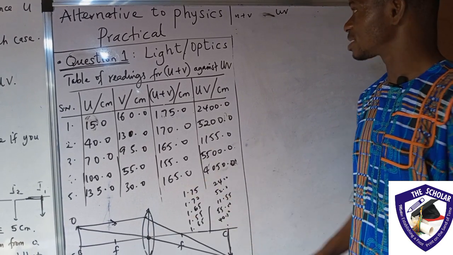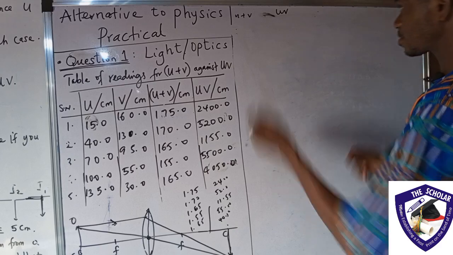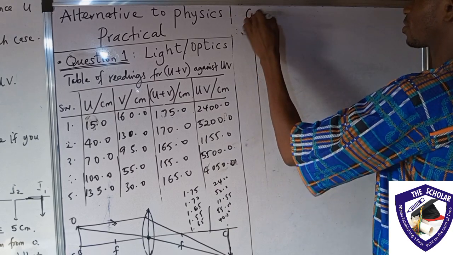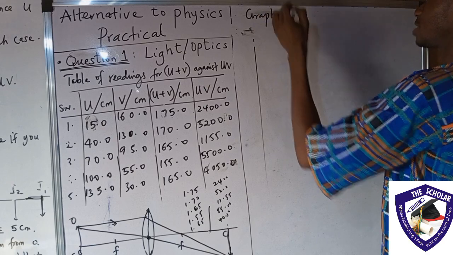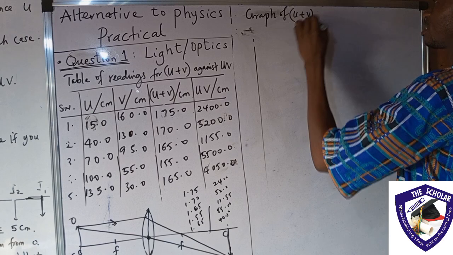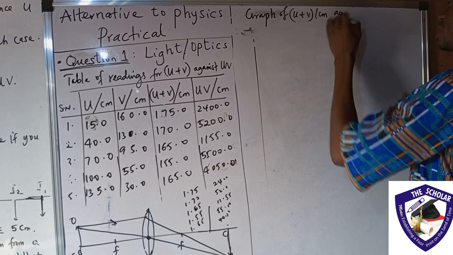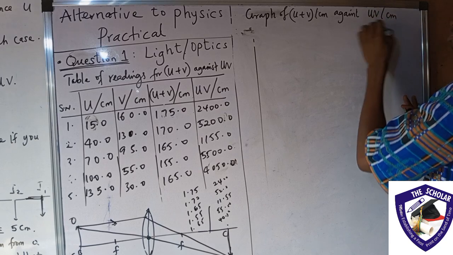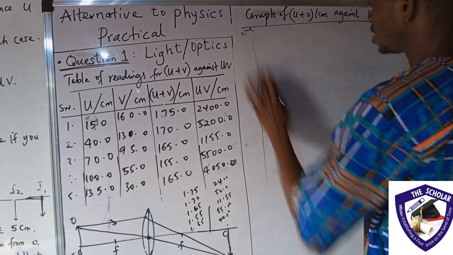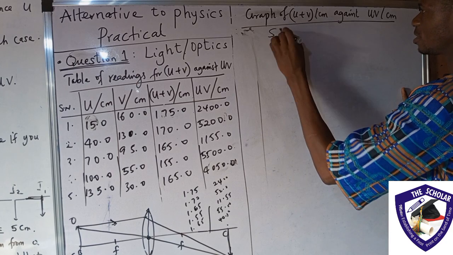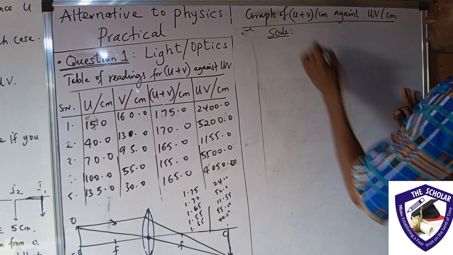So if I want to pick my scale on the vertical axis here, the graph title is U plus V in centimeter against UV in centimeter. This will be the title of your graph. That's the first thing you write on your graph page. The second thing is that you write your scale on your graph page.